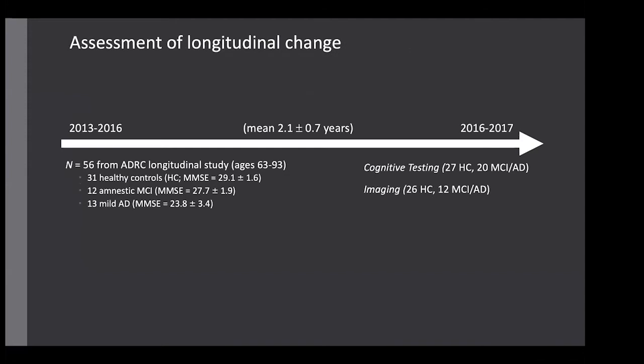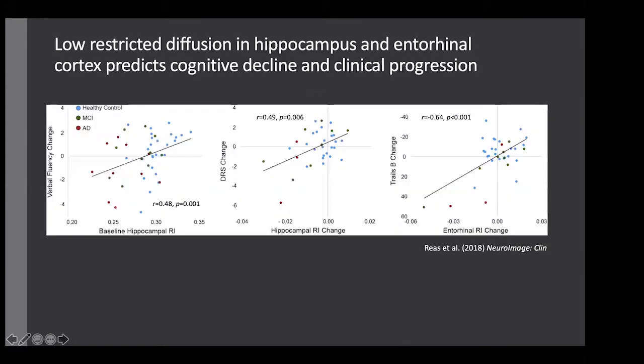So to address this question, we brought participants back in approximately 2 years later. 47 participants returned for follow-up cognitive testing and 38 returned for follow-up imaging. And we were interested in seeing if our RSI measures at baseline could predict subsequent cognitive decline, or if the rate of change in our RSI measures would correlate with rates of cognitive decline.